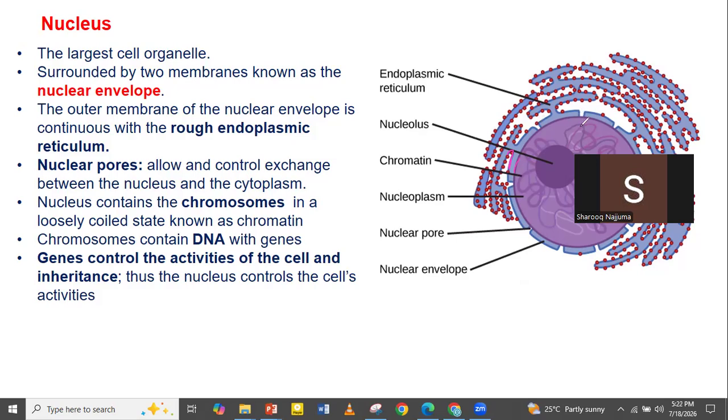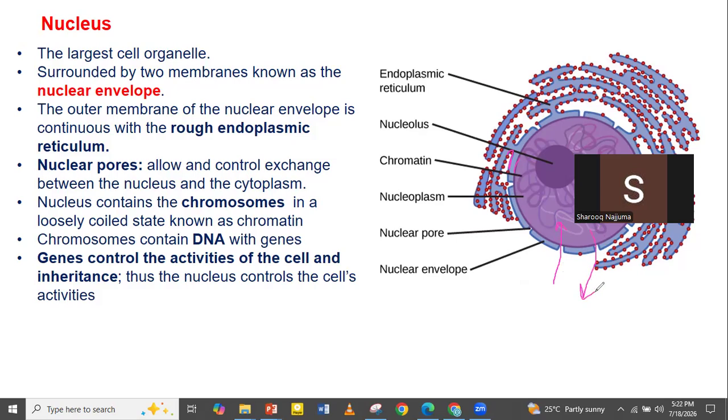Now remember that whichever organelle has a membrane surrounding it, the membrane performs the same role. That membrane still controls exchange between that organelle and the surrounding. Like now, the nuclear membrane will be controlling exchange between the nucleus and the cytoplasm. Now, the nuclear pores allow materials to enter into the nucleus or move out of the nucleus.